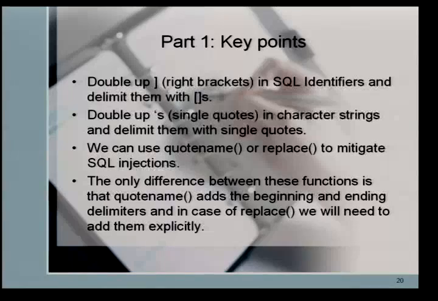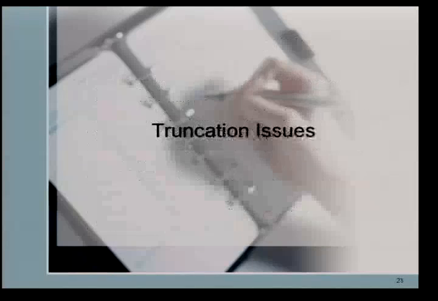So just to highlight the key points till now: if you're preparing a delimited identifier, double all the occurrences of right square brackets and add the beginning left square bracket and ending right square bracket as the delimiters. For string data, always double the occurrences of single quotes within the string data and use the single quotes as the delimiters. We can use QUOTENAME or the REPLACE function, and the only difference between these 2 functions is QUOTENAME adds the delimiters and the REPLACE function doesn't. So, any questions so far?